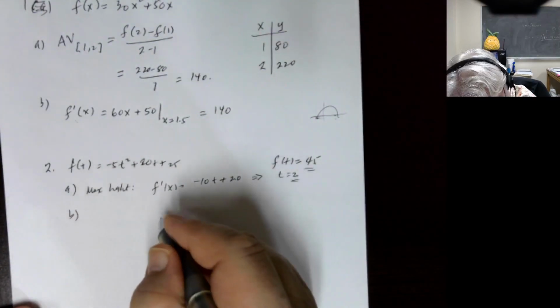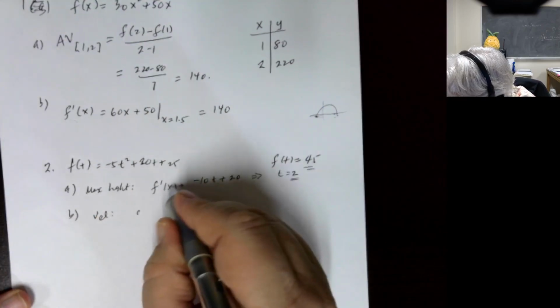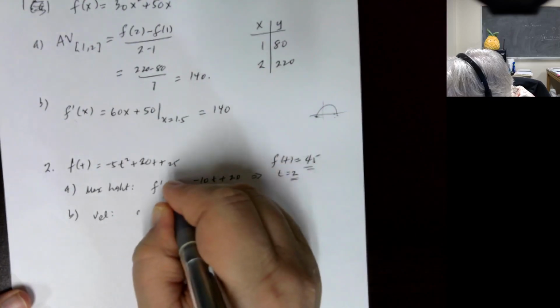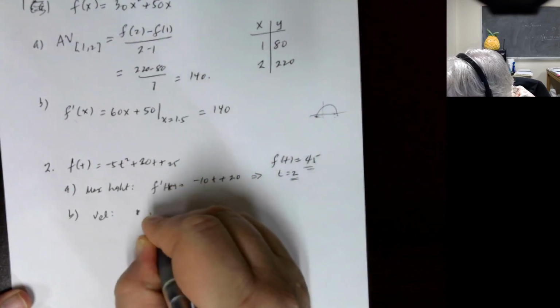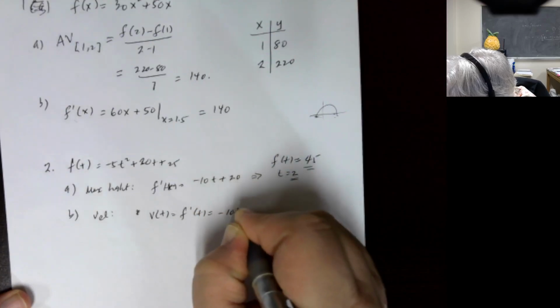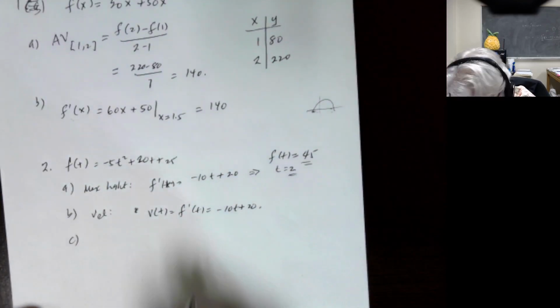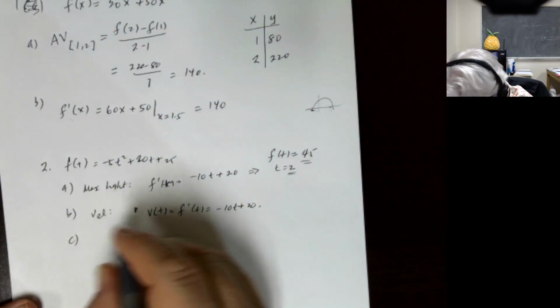B. What's the velocity function? That is our derivative. Oops, I put in an x instead of a t. I mixed those up. Sorry about that. Velocity is our derivative, which is minus 10t plus 20. Good to see. When it hits the ground, what's the speed?